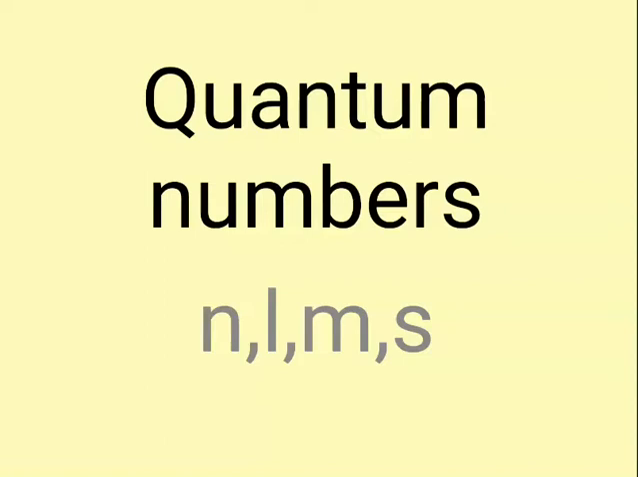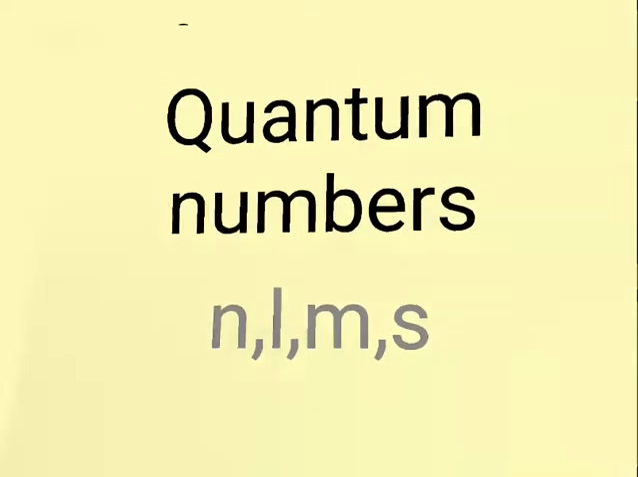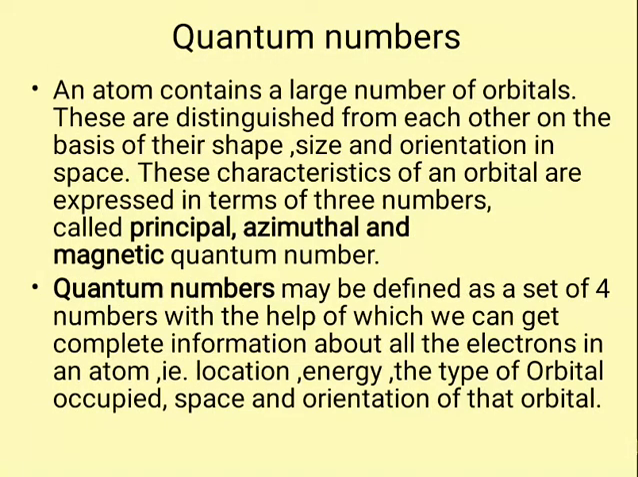Like all of us have got some address, in the same way, if we want to locate the electron in an atom, we need certain numbers and those numbers are called quantum numbers. So what are quantum numbers? Simply the set of four numbers which gives us complete information about the electron in an atom. That is, it tells us about the energy, the shape, orientation and about its spin also.